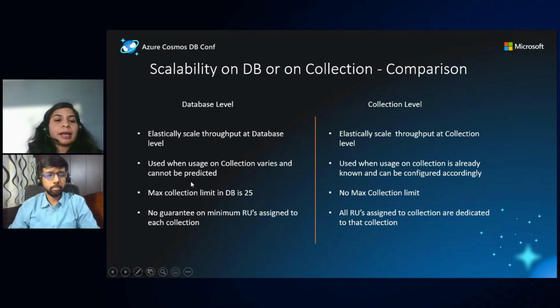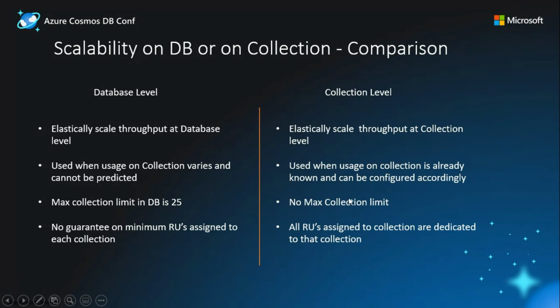Another limit with the database level throughput is that when you define autoscale at a database level, the maximum collections that a database could contain is only 25. But in case you define the throughput at collection level, then there is no limit on the number of collections that you can add to this database.